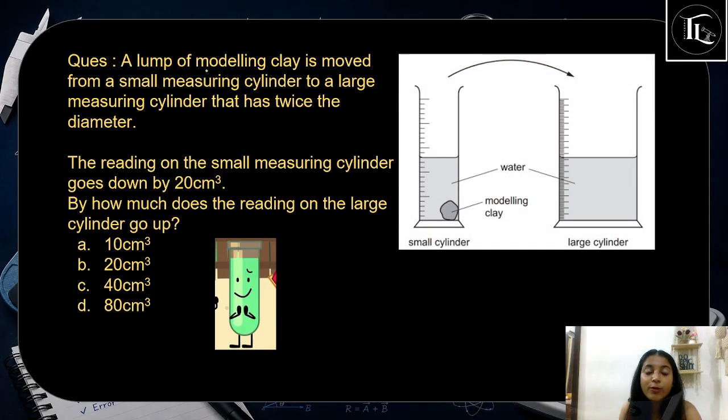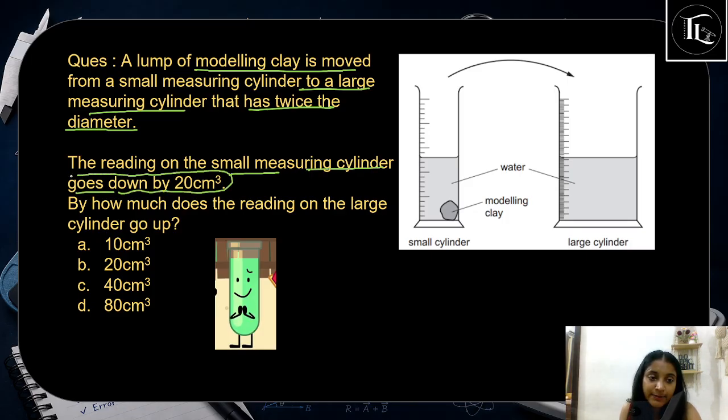Okay, now a lump of modeling clay is moved from a small measuring cylinder to a large measuring cylinder that has twice the diameter. The reading on the small measuring cylinder goes down by 20 centimeter cube. By how much does the reading on the large cylinder go up? So now you'll be confused that okay, it will be 10, 20, 40, 80. Most of the students will go with option A, that is 10 centimeter cube. But the answer is B. It will remain the same, that is 20 centimeter cube, because they are talking about the volume.